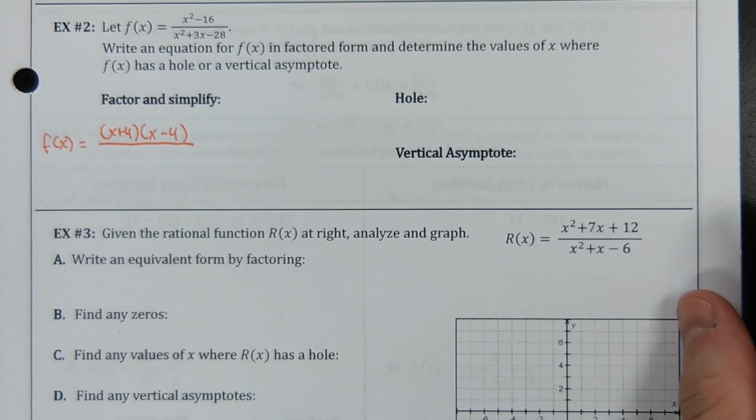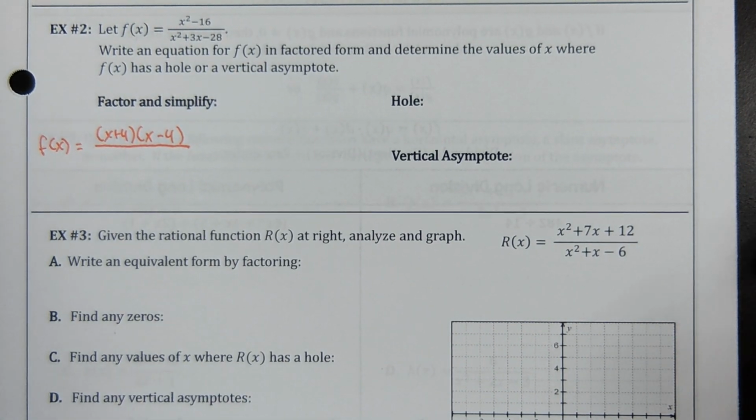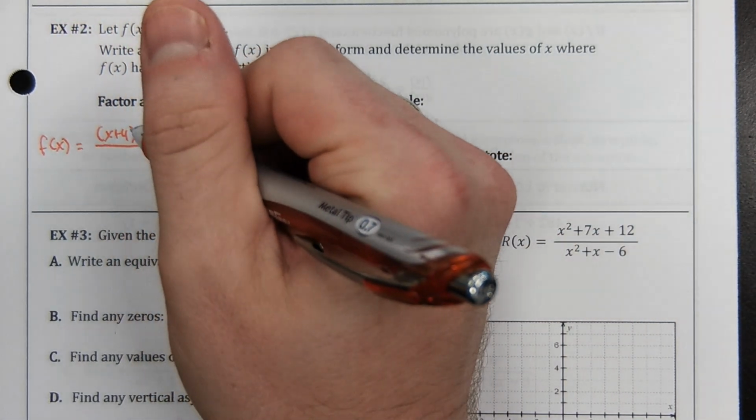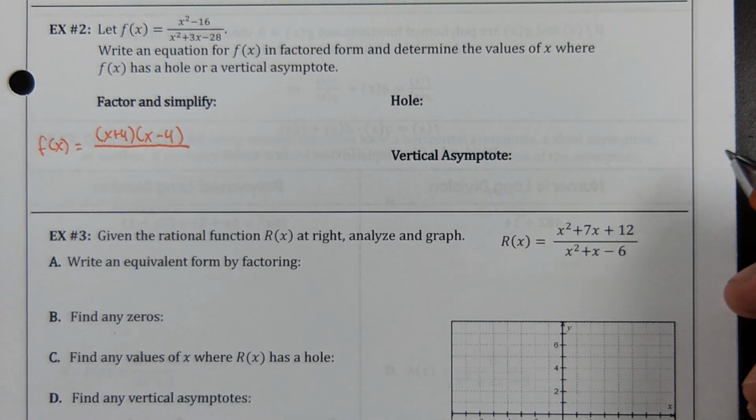And the bottom? Yes, there are two numbers that multiply to negative 28 that add to 3. Positive 7, negative 3, right? Negative 4, excuse me. Positive 7, negative 4.